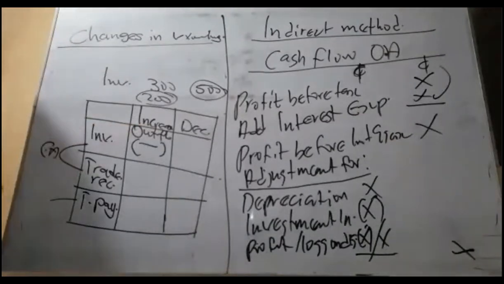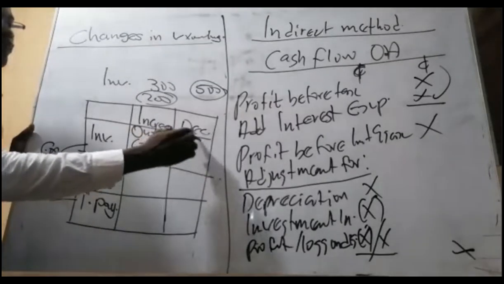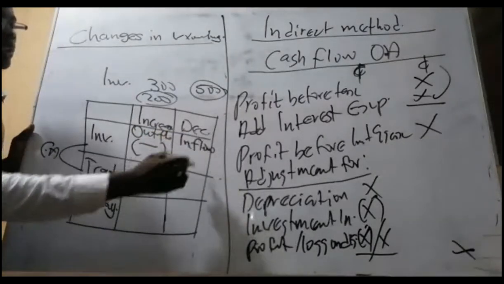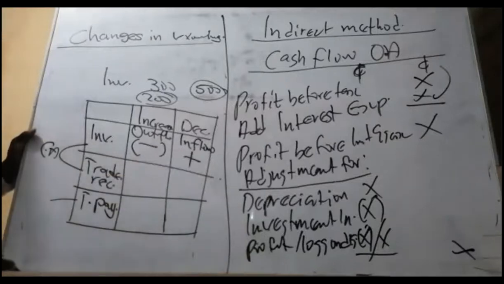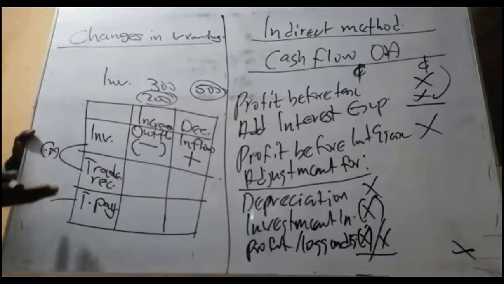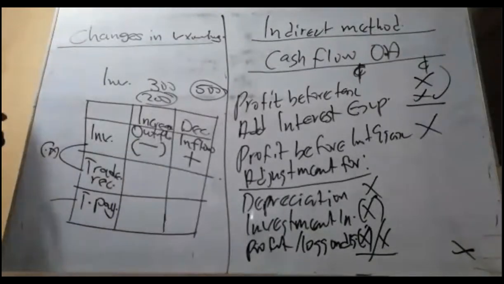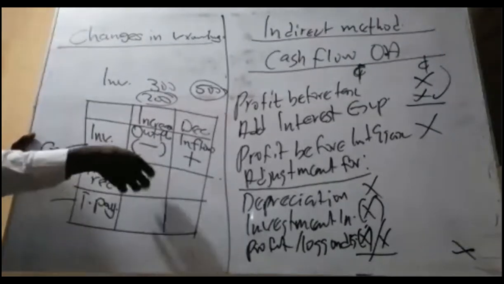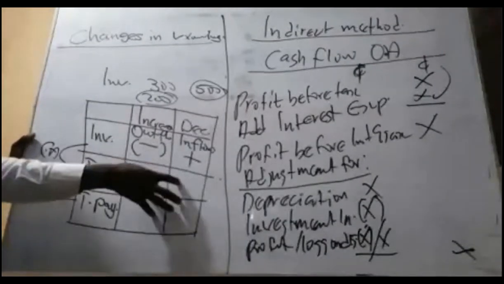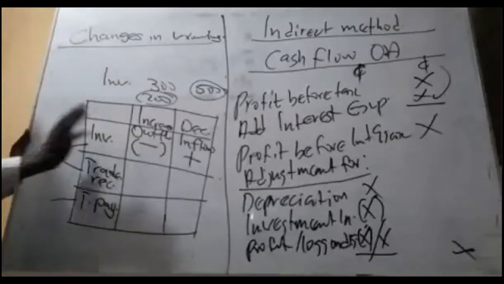What if it decreases? When inventory decreases, that becomes inflow. That means money is coming in. That's positive inflow. That means we sold some part of the goods, right? That's why the money comes in. That's all. You should know only this. Your memory is not enough to cover all this, so just know what you've done. That's all. If you understand this, I'm done.